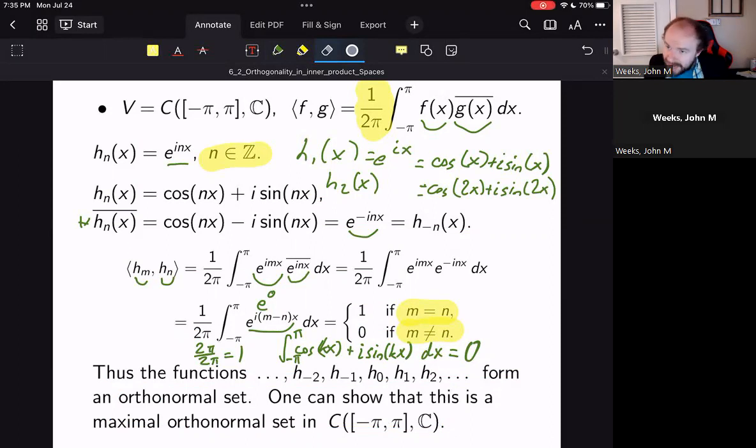One can show, in fact, that this is a maximal orthonormal set inside of this space. What we mean by maximal is that we can't add anything else. There's nothing else that we can throw in this set and say, okay, this set is still orthonormal. Not even orthogonal, in fact. If we were to throw it in and it would stay orthogonal, we could just normalize the element. But nothing else works to get us to that point.